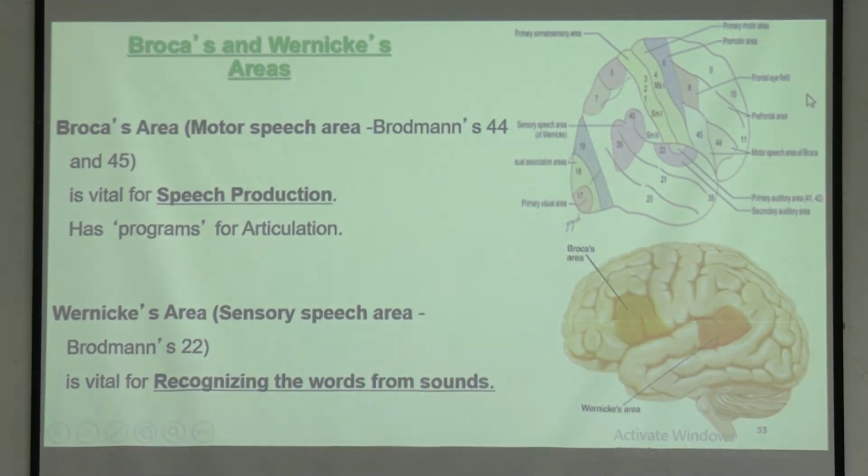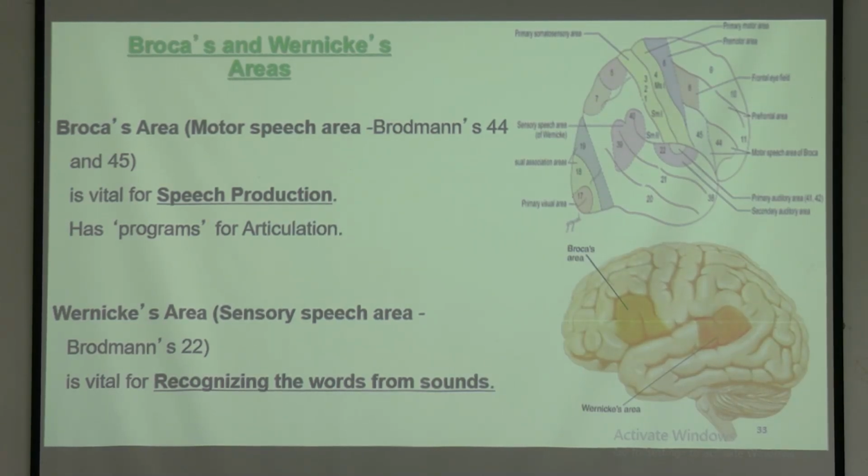The motor part of speech production we call Broca's area, also known as the motor speech area of 44. So we have to identify area 44, which is present here on the underside of the frontal lobe, the frontal cortex, in the inferior frontal gyrus. This region of the brain controls speech articulation.